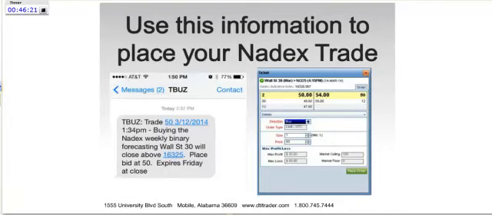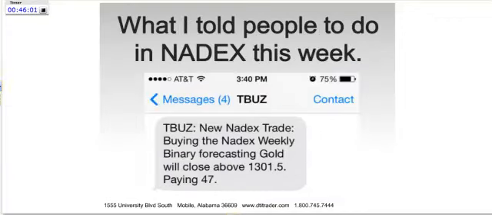All right, here's a Nadex trade that I did at the first of the week. I bought the Nadex weekly binary forecasting. No, this is not the one I did, Adam. I did the gold trade. This was last week. I made money on this one, but the one I did on gold said gold was going to be over 1,300. Okay, here it is right here. You got the text message. Buying the Nadex weekly forecasting gold will close above 1301.50. I paid 47 bucks. Right now, that option's trading 96.